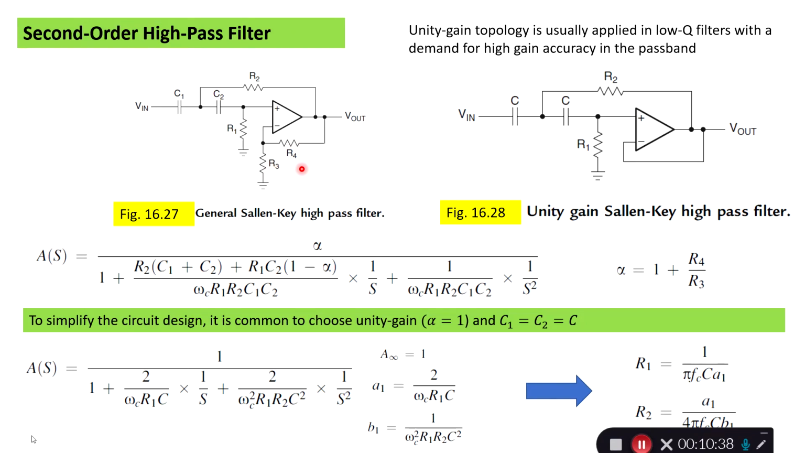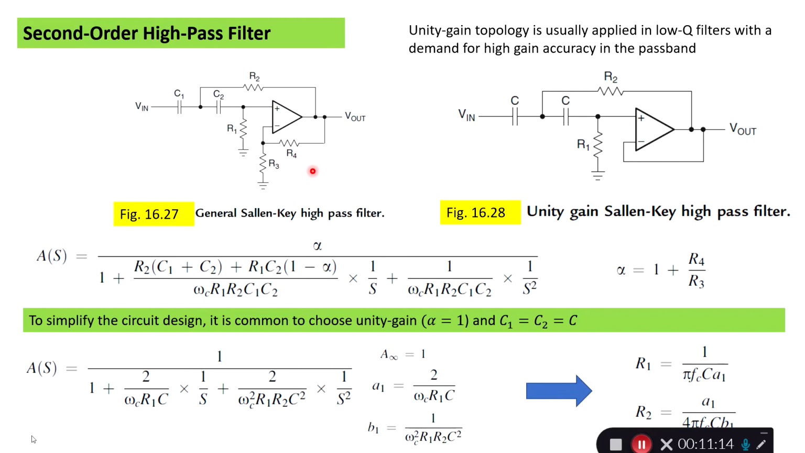So either due to temperature influence of the resistors, but also tolerance of the resistors. When we build more filters, these filters will actually have a tiny bit of difference in the pass band due to this gain factor. And if we have a need for high gain accuracy, we would always select a unity gain Sallen-Key high pass filter.